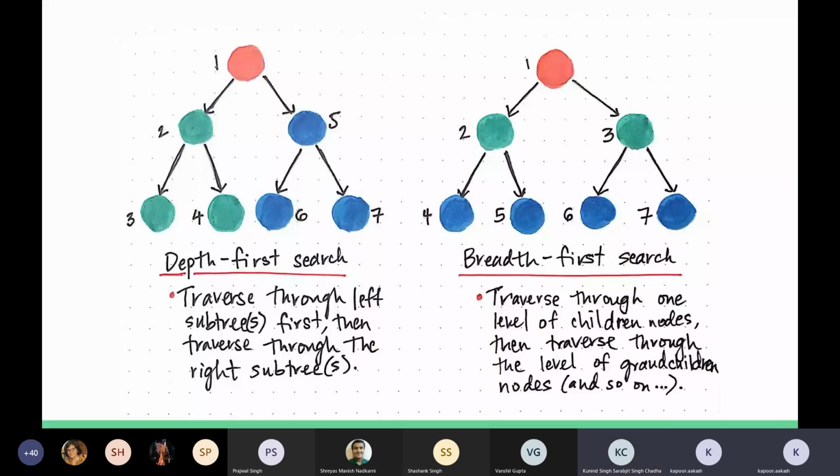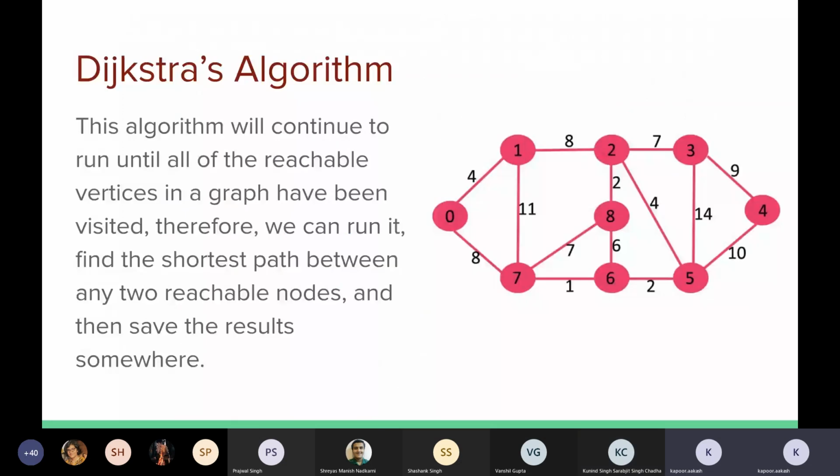Finally is Dijkstra's algorithm, which you want to use to find shortest distances between two nodes. The thing about Dijkstra's algorithm, however, is that it will only work if the distances are positive between every pair of nodes. If there's a negative distance, it will not work, because we're relying on using a minimum function, like the minimum of two distances.